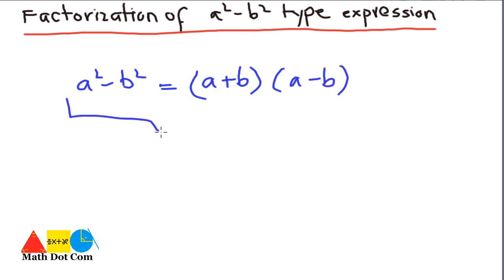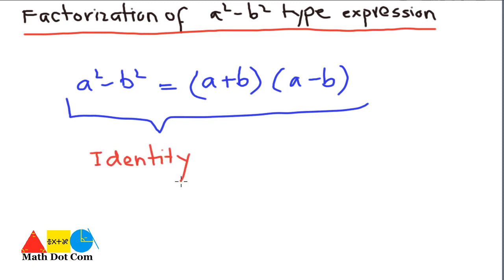So this is an algebraic identity that we will use to find the factors of an algebraic expression, or to factorize an algebraic expression. So this is the identity that will be used in our examples in order to evaluate the factorization process. Let's apply it on the examples.